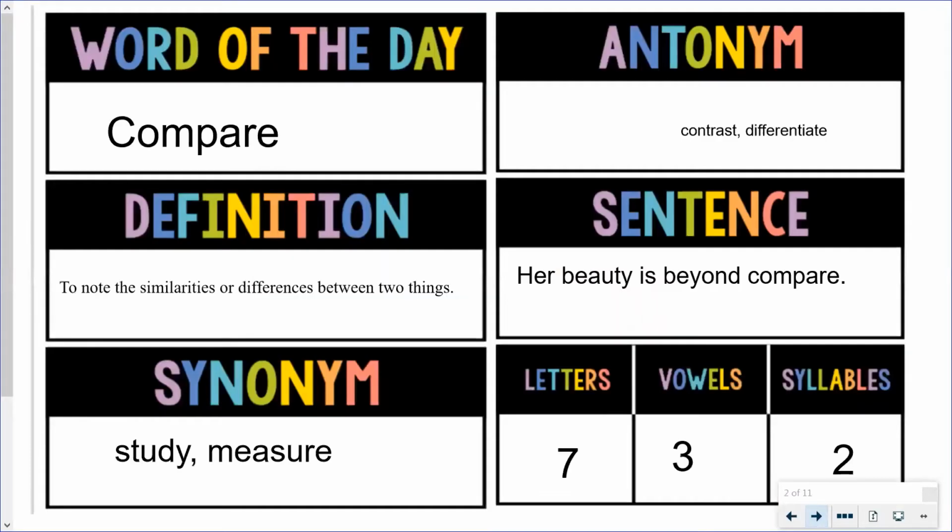Now, before we begin, have a little think. Can you remember the word of the week? Fantastic. The word of the week is compare. Can you remember what the word compare means? Good job. It means to spot similarities or differences between two things.